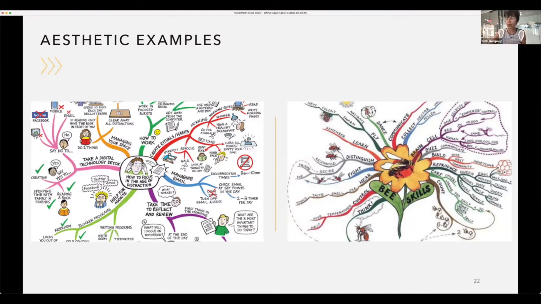And then from there, they go on to what those look like. Bee skills: think of all the different things that bees do. And this one was kind of fun. This was a person who was in science.